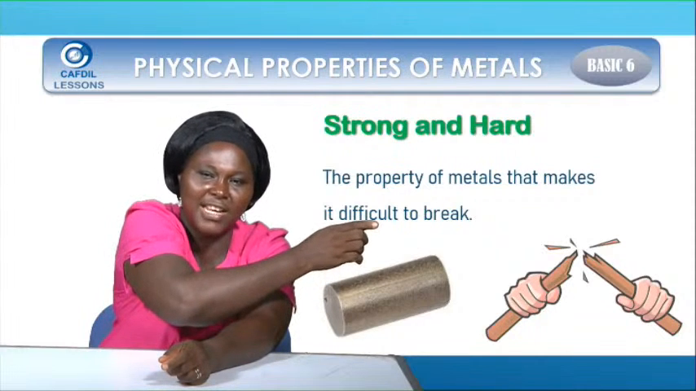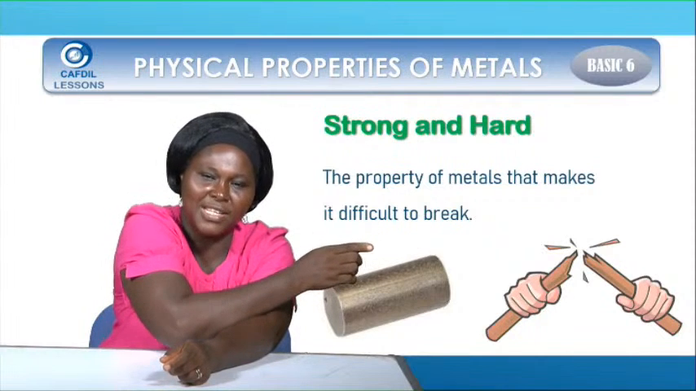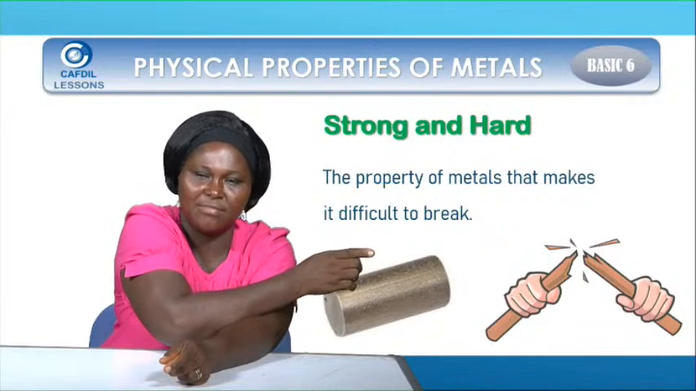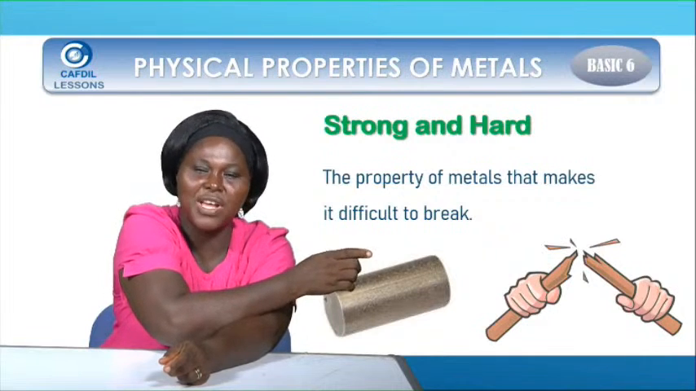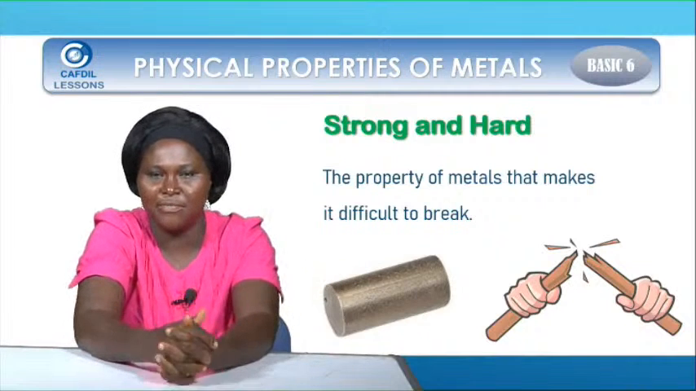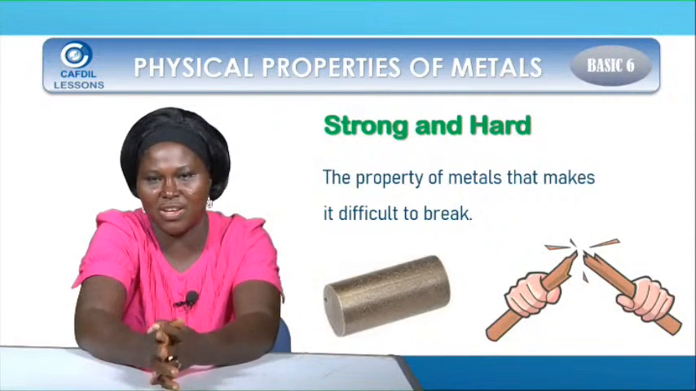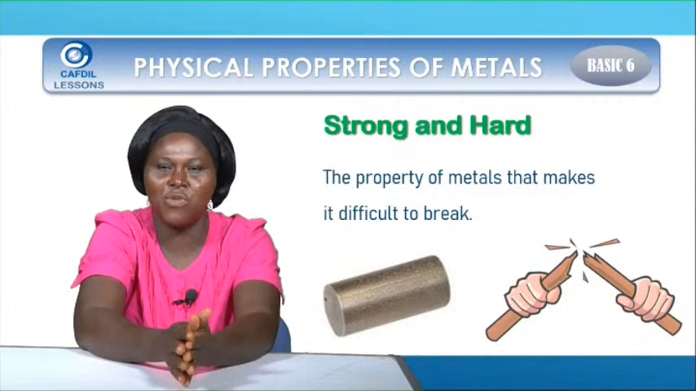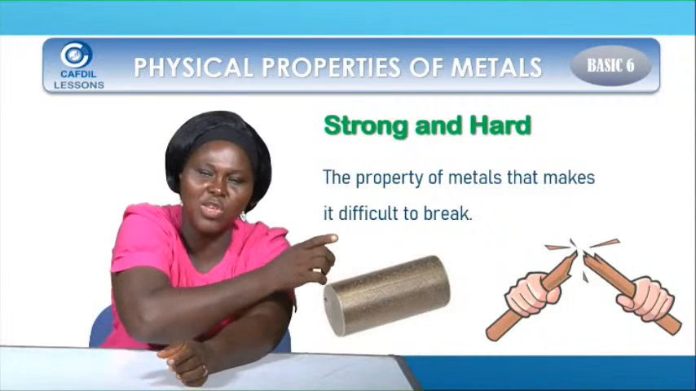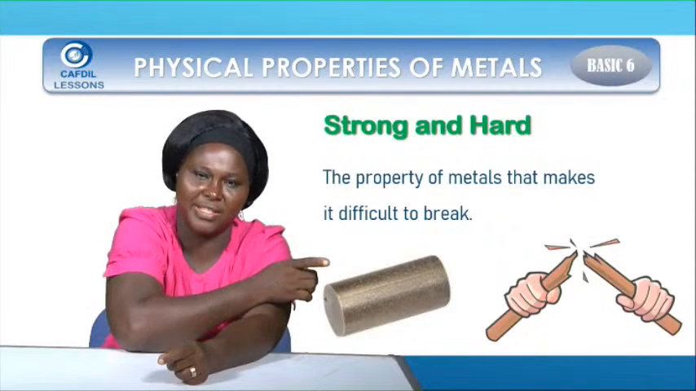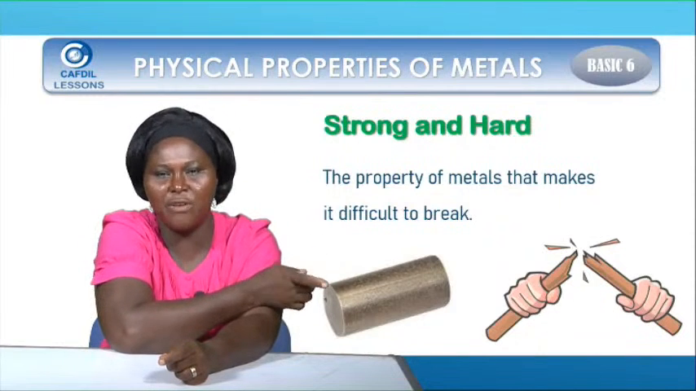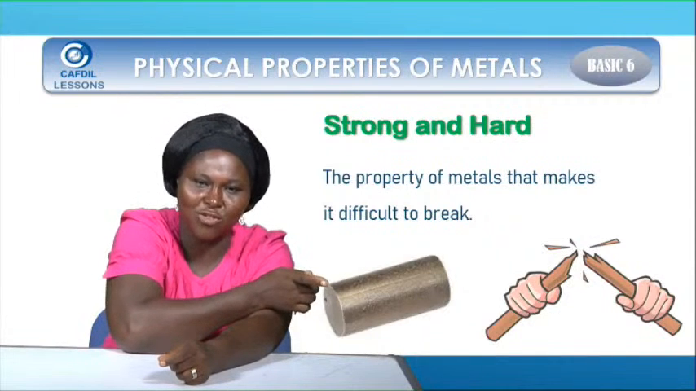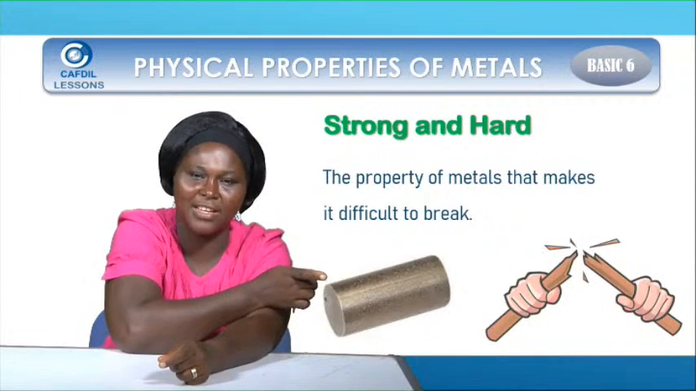Now let's look at the other picture. What is it, learners? This is wood. We can break it easily because it is not strong and it is not hard. So metals, we can't break like that. We can't use our hand to break it. It is very strong and hard.